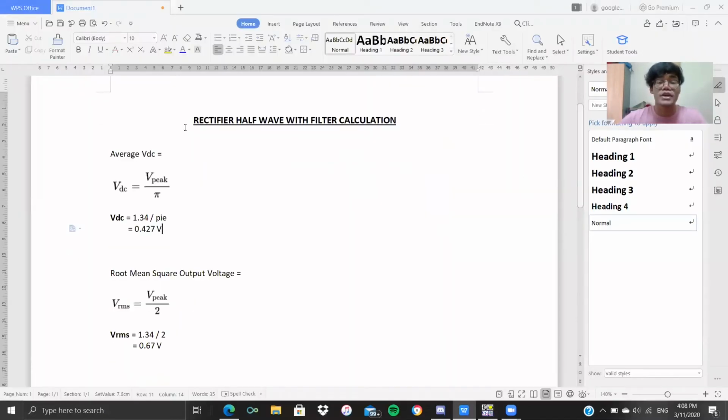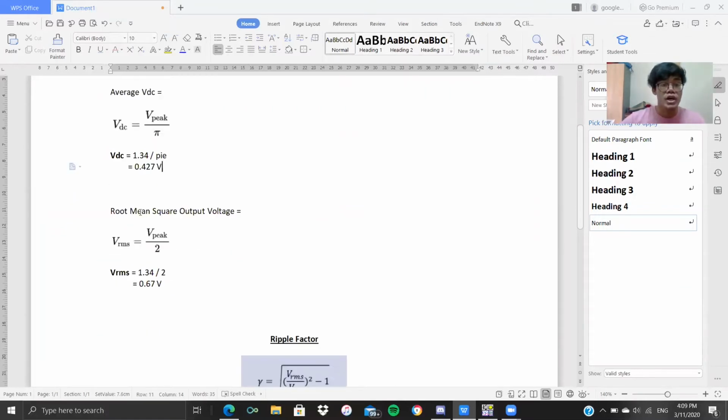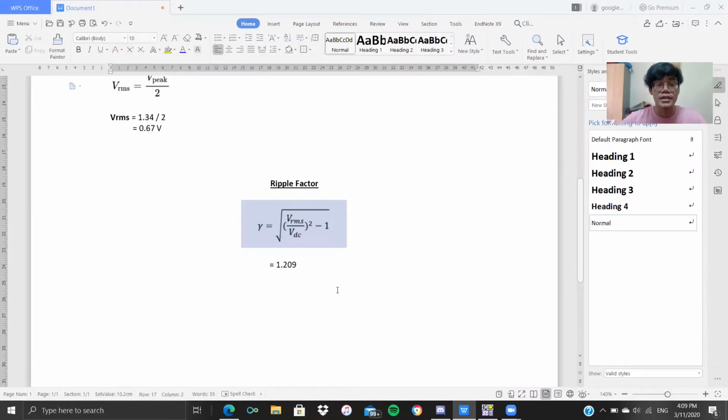To find the average VDC, I'm going to use the formula V peak over pi. So 1.34 over pi, I should get 0.427 volts. Meanwhile, for the root mean square output voltage, my VRMS, the formula is V peak over 2. So my V peak 1.34 over 2, I should get 0.67. And for my ripple factor, when I calculate with the formula, I should get 1.209.